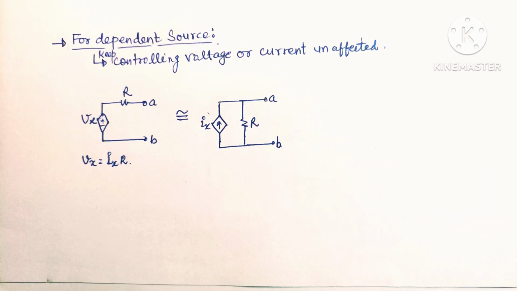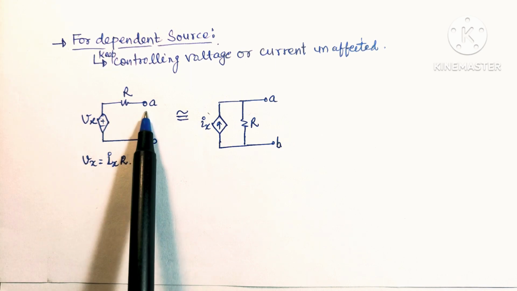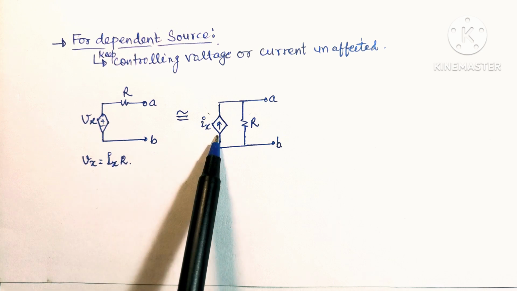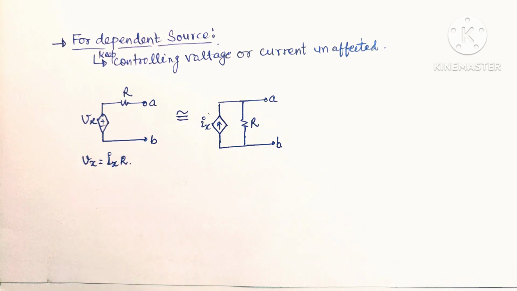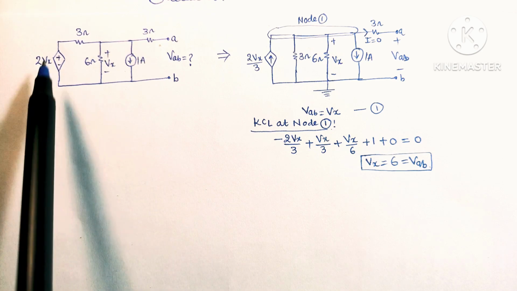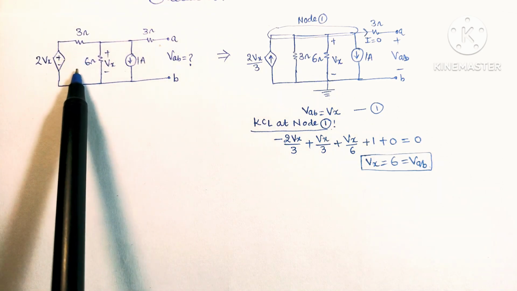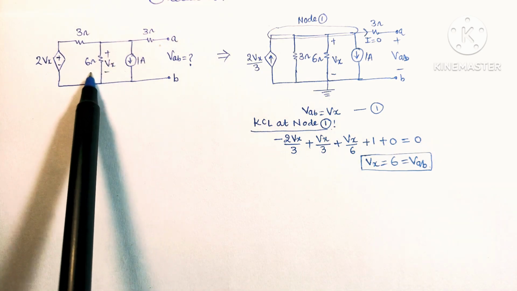Now let us see how we can apply source transformation when a dependent source is connected in the circuit. If a dependent voltage source and a resistance are connected in series across terminals A and B, then we convert it into a current source and a resistance in parallel, keeping in mind that the controlling voltage or current should be unaffected. Let us understand it with an example. Suppose this circuit is given to us, and here a dependent voltage source is connected with a 3 ohm resistance in series. This voltage source depends on this voltage Vx of the 6 ohm resistance.